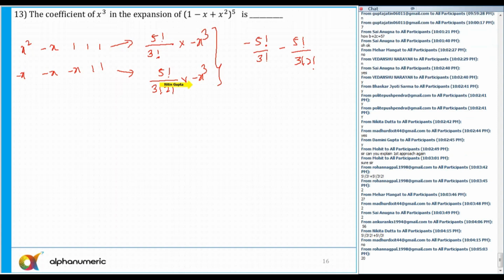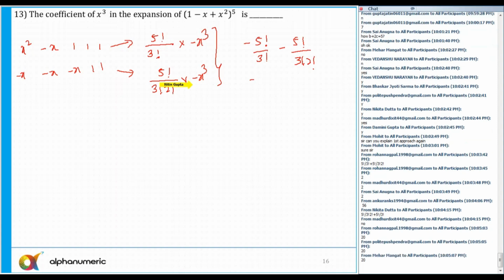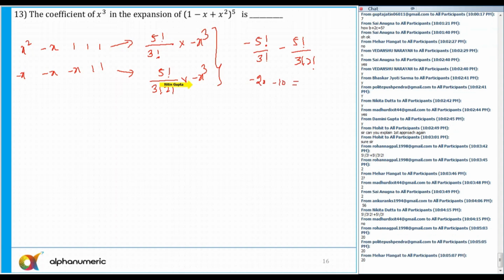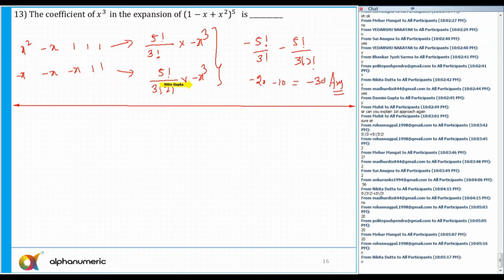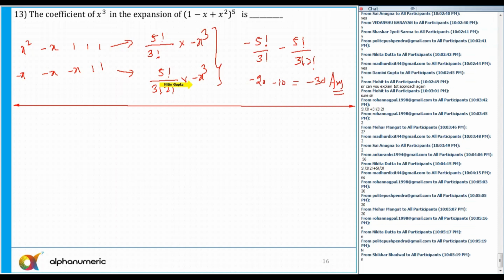20. Minus 20 and minus 10, which is equal to minus 30. So the answer is minus 30. Any doubts to anyone? Please respond, all of you. I'll discuss the other approach also.